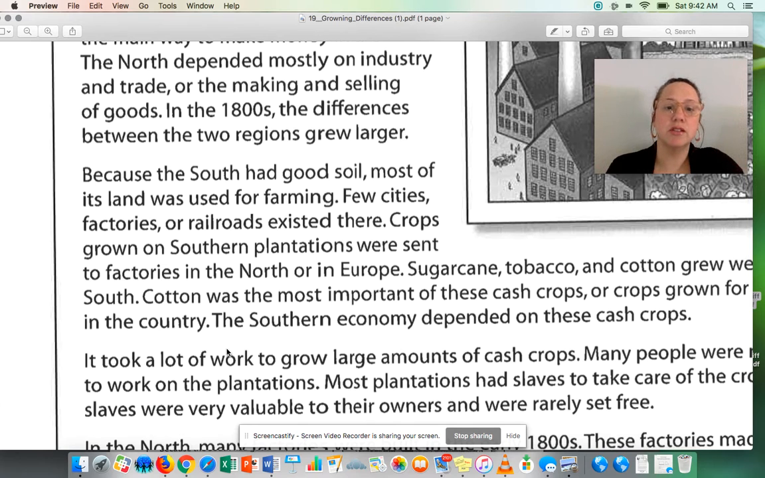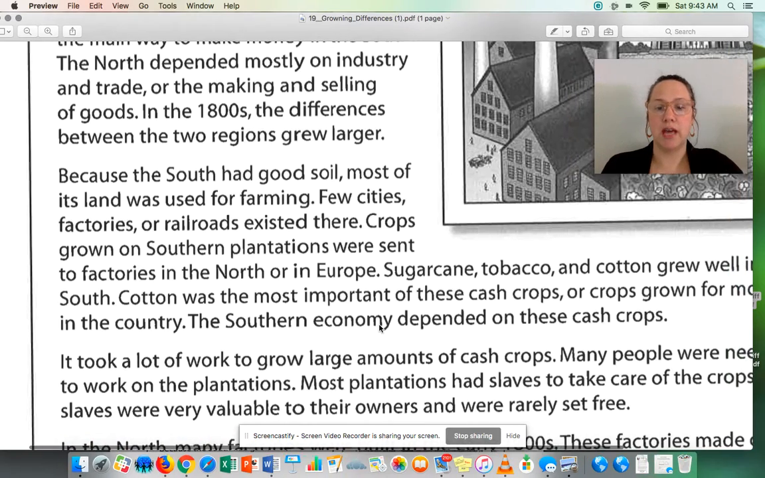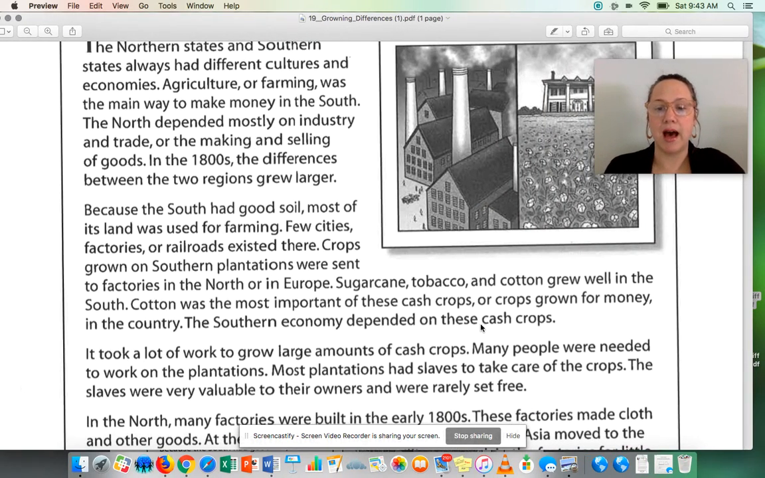Because the South had good soil, most of its land was used for farming. Few cities, factories, or railroads existed there. Crops grown on southern plantations were sent to factories in the North or in Europe. Sugarcane, tobacco, and cotton grew well in the South.